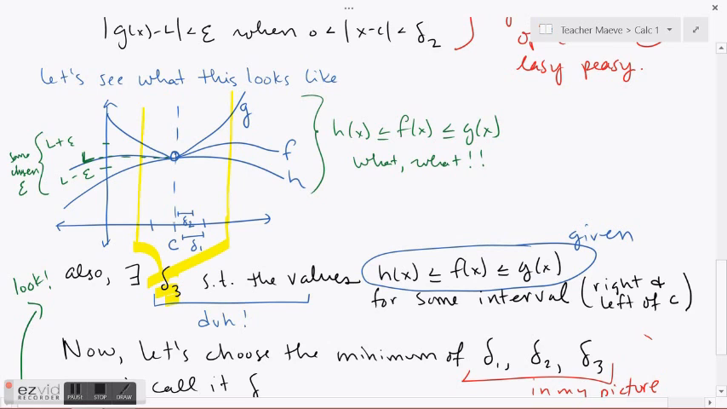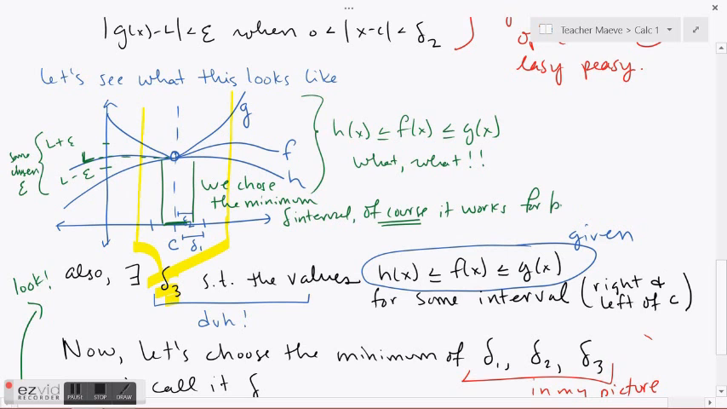Look, let's look at the graph. Again, this is just my little rough sketch, but this delta 2 is the smallest. So whichever one is the smallest, when you're within that little tiny interval in there, of course the rest of the bigger intervals are going to be satisfied, right? We chose the smallest of the intervals. So if our other deltas were bigger, whatever, they're satisfied, no big deal. We chose the minimum delta interval. Of course it works for everything. For both h of x and g of x.